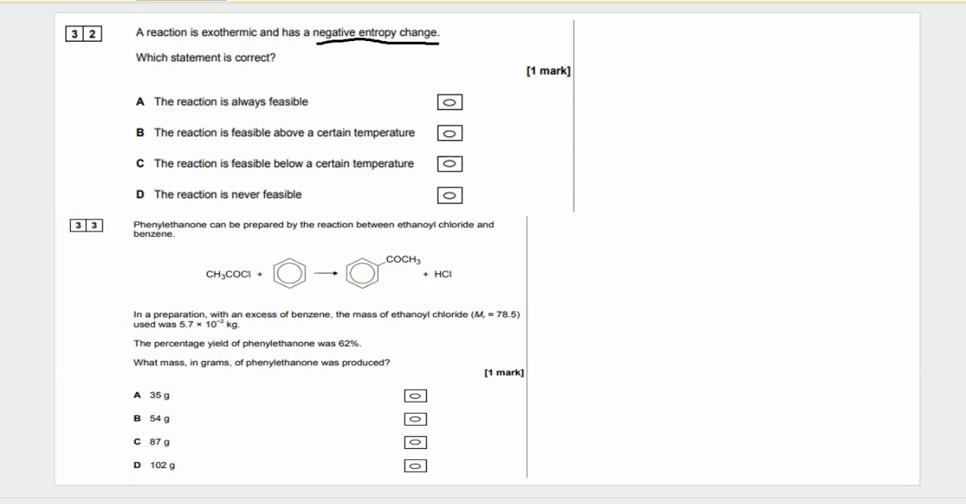Well, the answer is A or C. So if you have a negative entropy change, the reaction is still feasible, but it must be below a certain temperature.